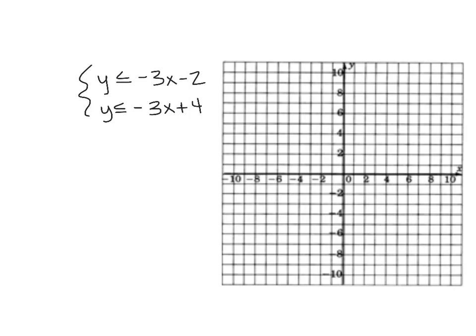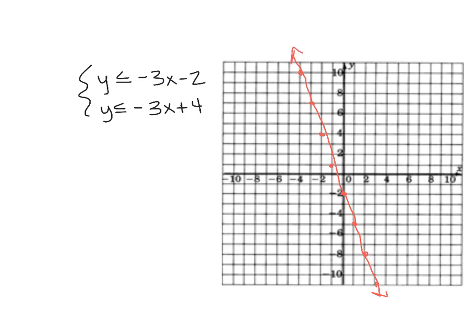So again, we're going to do that first inequality in red, -2, and then we go down 3 over 1, down 3 over 1, down 3 over 1. We can go up 3 over 1 as well. And that is a less than or equal to, so it's just going to be a bold straight line, just like normal, which means it includes the solutions on the line.